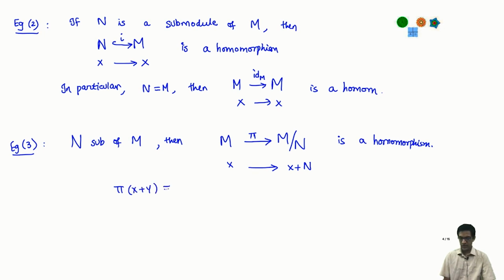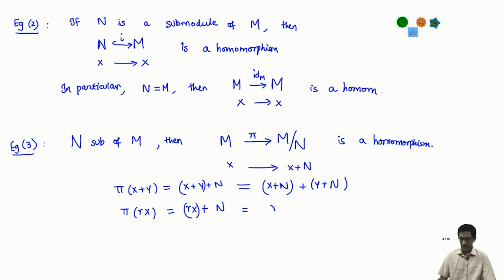So let's check that pi of x plus y, what is it? It is x plus y plus N. It's just the coset of the element x plus y. But if you recall the definition, this is exactly how addition is defined in the quotient module. Now pi of rx similarly is just the coset of rx, but again by definition that's exactly how scalar multiplication was defined on the quotient module. So these two equations establish that this map pi is in fact an R module homomorphism.